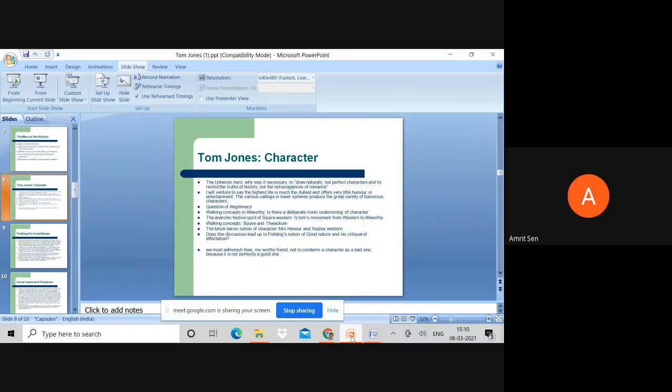For example, Squire Allworthy, the example of the perfect squire, the perfection of human nature, judgment, generosity, and prudence brought together.